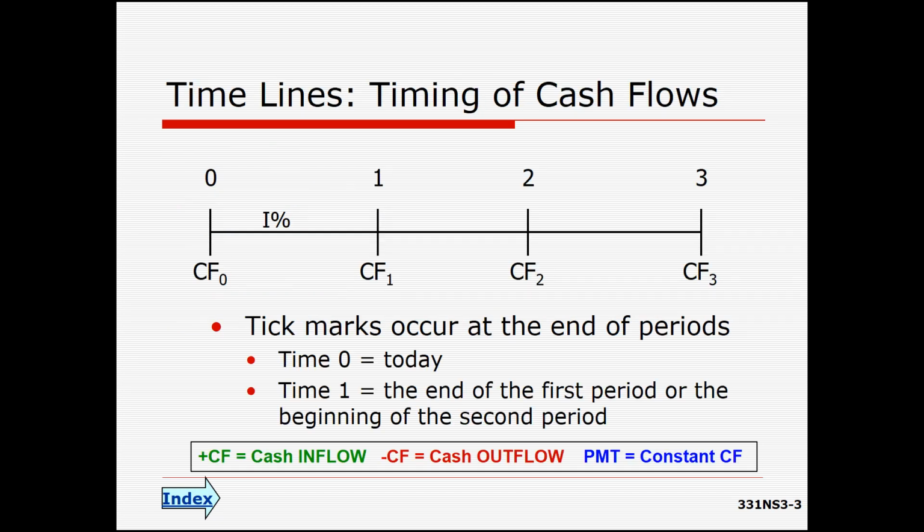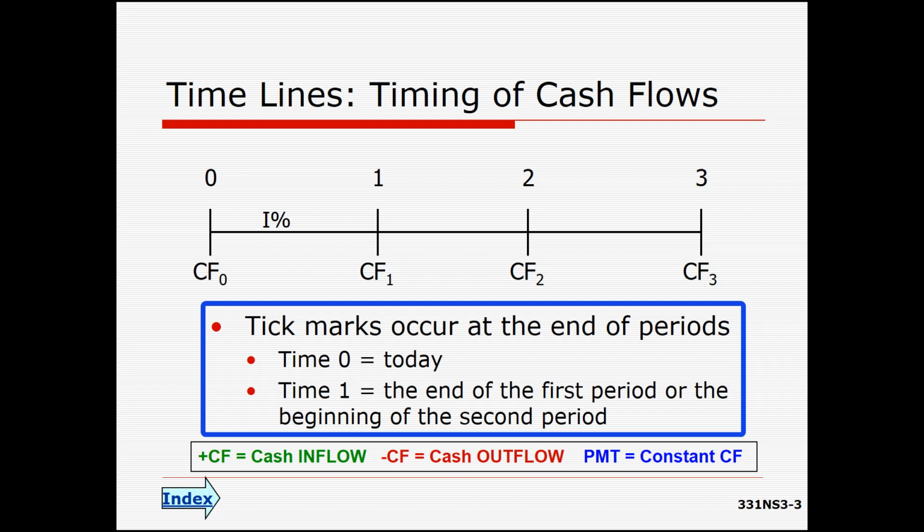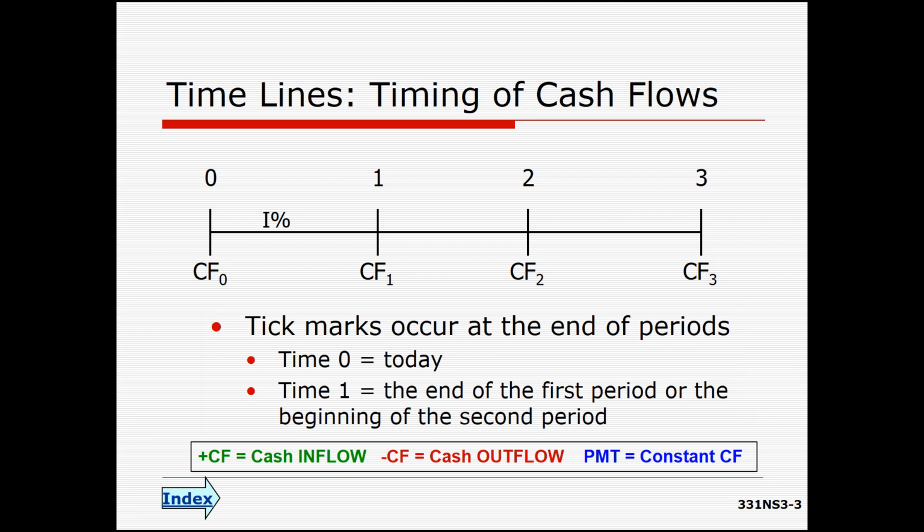Drawing a timeline to understand when cash flows occur can be helpful, especially when the setup is complicated. On a timeline, the tick marks the end of the period, so the 1 marks the end of period 1. The default in finance is that cash flows occur at the end of a period. Time 0 is now, today.